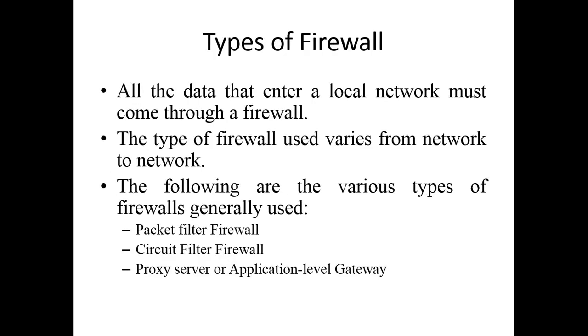So there are different types of firewall depending on a particular network. Okay, so all these firewalls vary in terms of their usage, as well as the types. So now the following are the various types of firewalls that are generally used. So we have what we call a packet filter firewall, we have a circuit filter firewall, and then we also have a proxy server or application level gateway. Okay, so in our spare time, I know we haven't really gone into detail to explain on this. Okay, you can look them up or refer to the modules that will be sent to you.